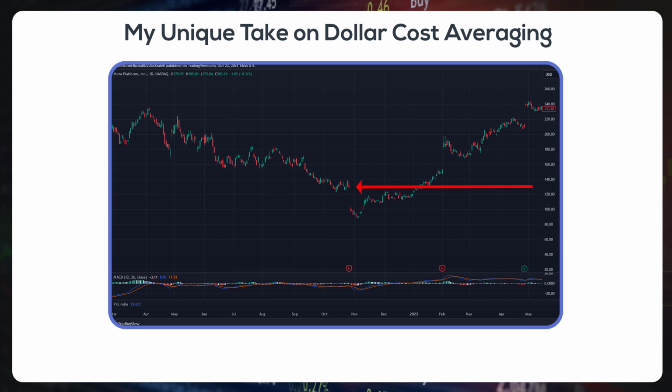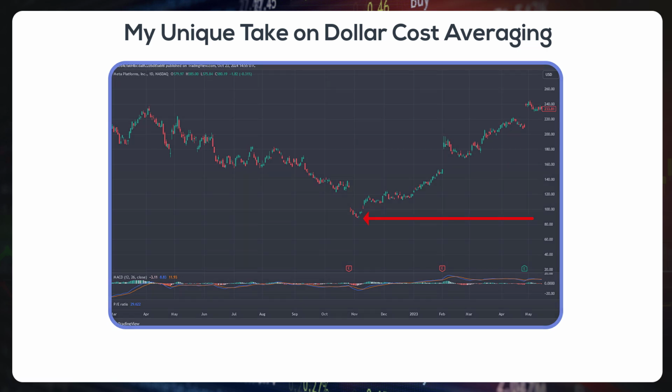For example, Meta hit my buy-in stock price point of $130 in October 2022, at which I began purchasing the stock, and then it continued to drop to $120, which I purchased more. Then a large drop to $100. Again, I purchased even more, and then finally to $90, at which point I made my largest purchase.